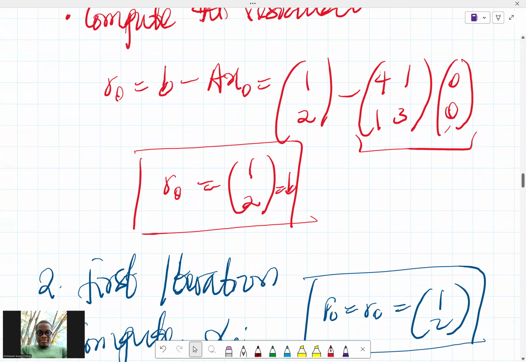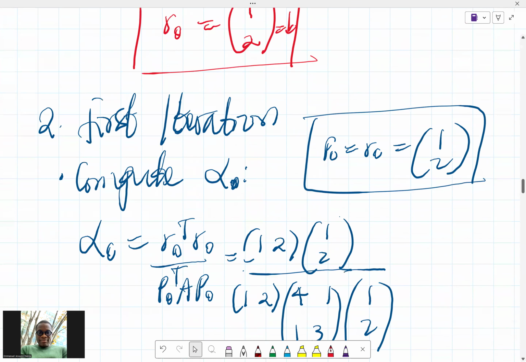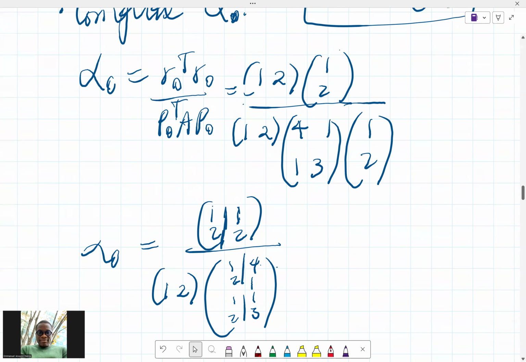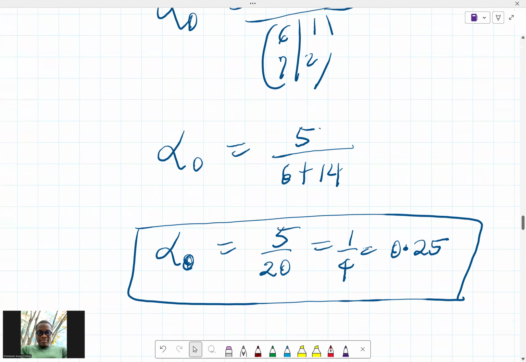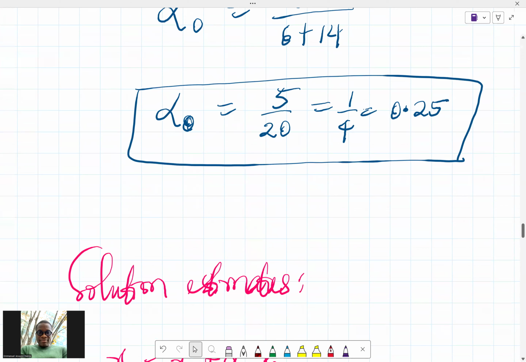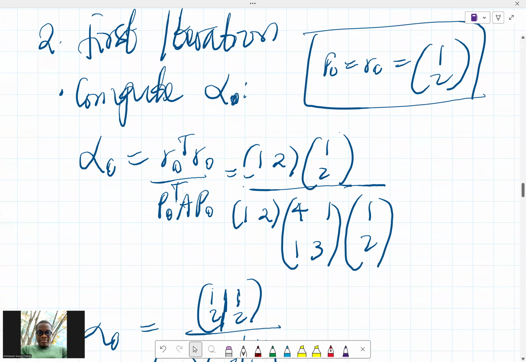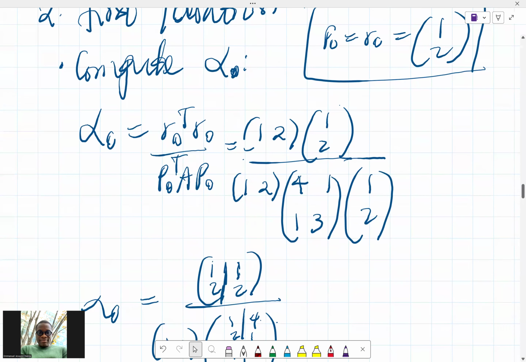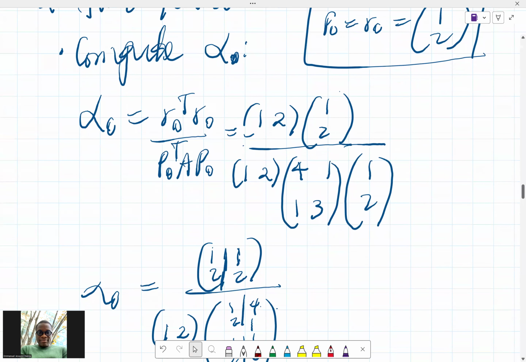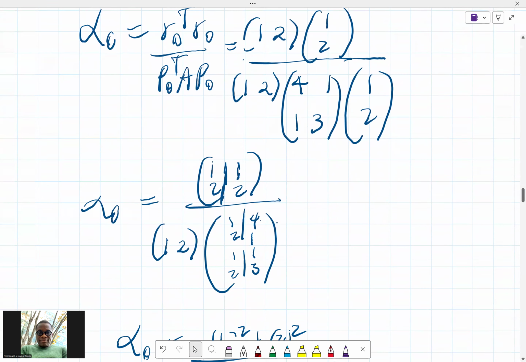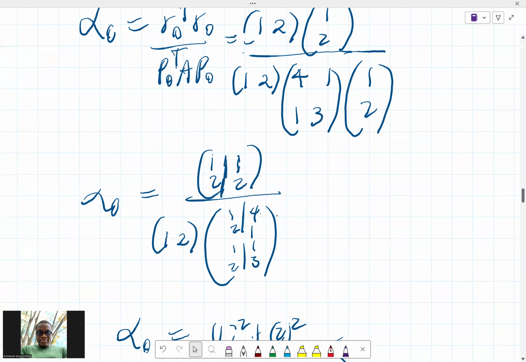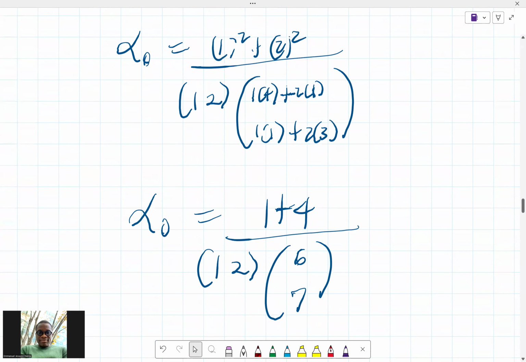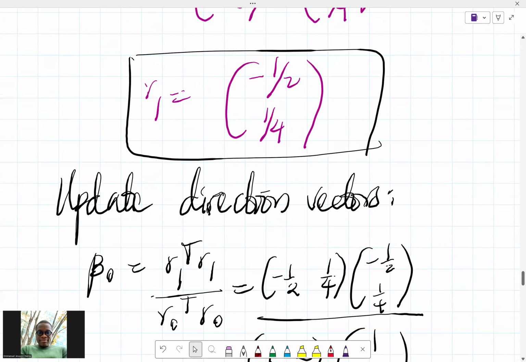Oh, yeah. Do I want to go through this? Okay, we can get alpha 1. I think I can still take the pain. Alpha 1 is r naught, r naught transpose, so r naught, p naught, A p naught. Okay.